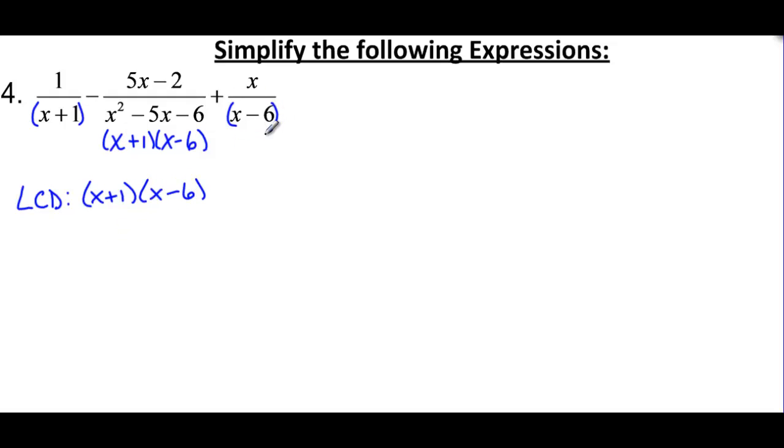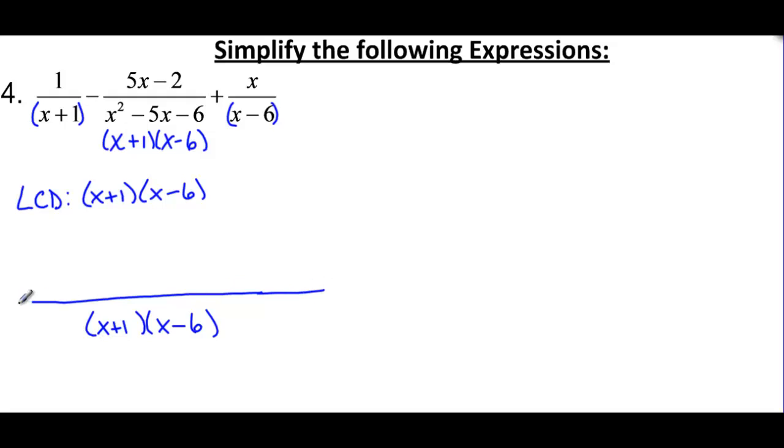Then I look at my last denominator. I need an x minus 6, which I already have, so this would be my LCD. Okay, so what could I do? I'm going to start writing it here, just save a little space. I know my LCD is an x plus 1 and an x minus 6.